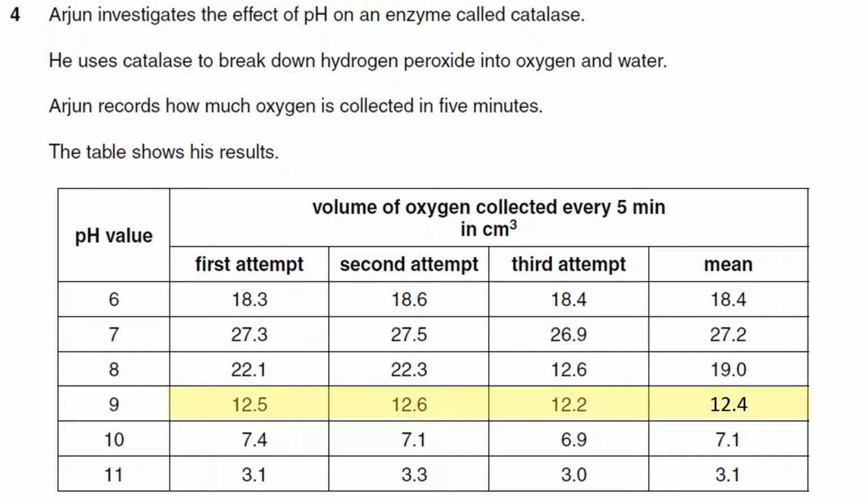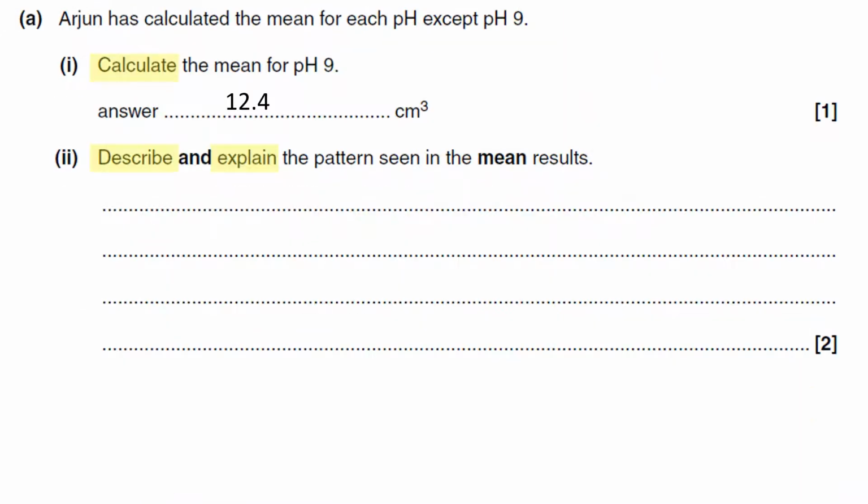Notice that I've put it to 1 decimal place, exactly the same as the rest. If you're ever in doubt as to how many decimal places you should put an answer, just do what they did in the question. So 12.4 is the answer. Pretty confident we got that one right. Now, next we have to describe and explain the pattern. Now, don't forget, there's only 2 marks available here. So that's 1 mark for describing and 1 mark for explaining. So we don't need to put a huge amount of time into this.